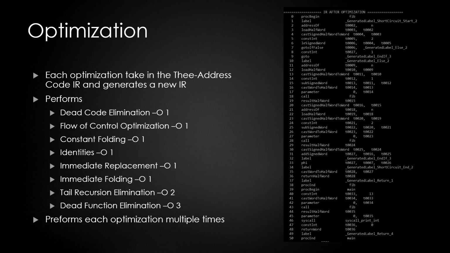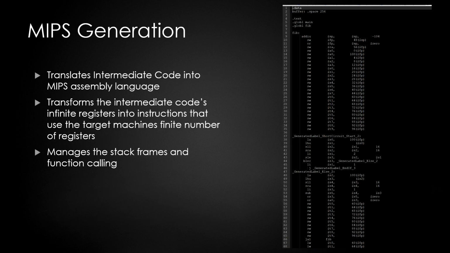So the next step is to perform optimization, where we just take that IR and produce a new IR that is in some way more efficient. Either it's smaller, fewer operations, faster, that sort of thing. And we'll be detailing these specific optimizations that I've implemented later during the demos. And finally, the IR is translated into MIPS code.